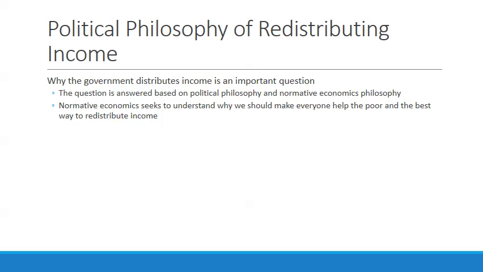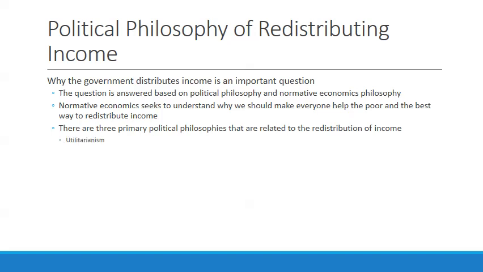So normative economics seeks to understand why we should make everyone help the poor and the best way to redistribute income. So normative looks at it and says, okay, why should we do this? How does redistribution of income benefit the population as a whole? How does that help everyone? How does that help the poor? And then, of course, the next question is, what is the best way to go about doing it? There are three primary political philosophies related to the redistribution of income: utilitarianism, liberalism, and libertarianism. And we'll look at each one in detail as to how they view redistribution of income.